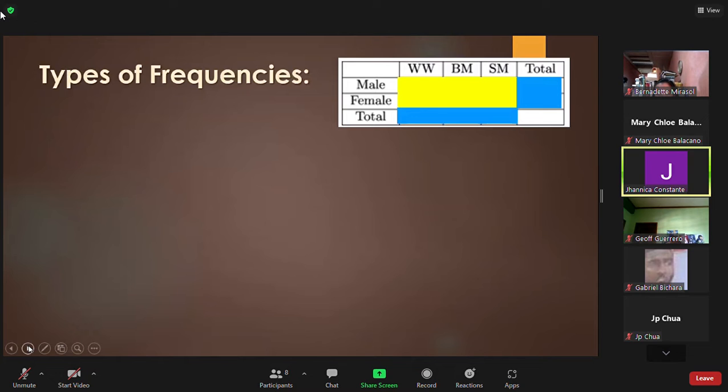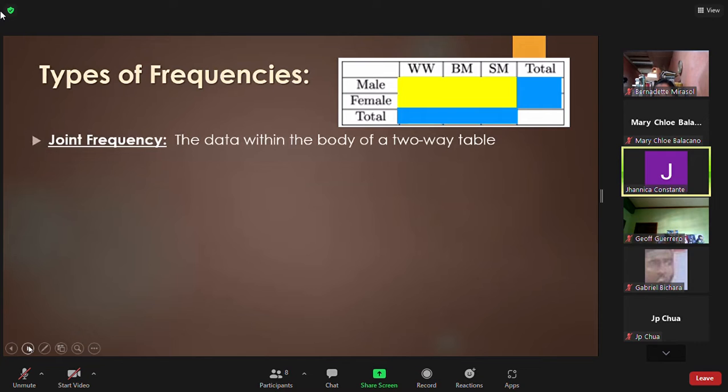So we have the types of frequency based on that example. We have four types of frequency that we can solve using the two-way frequency table. The first is what we call the joint frequency. When we say joint frequency, that is the data within the body of a two-way table, which is this one, the yellow color in the frequency table that we have. This is your joint frequency, the yellow color.